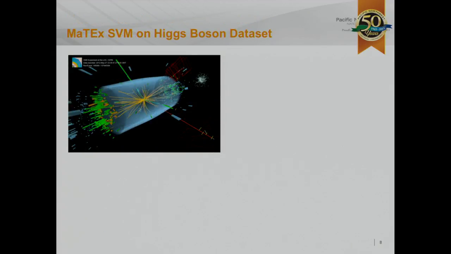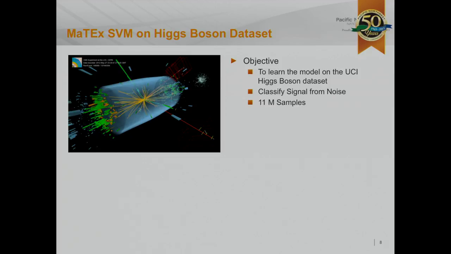Alright, so let's get back to the use case. This is the picture that was released by CERN in 2012 when they found the God particle. What we wanted to see was how well variance scales on one particular data set. We wanted to learn the model on the UCI Higgs data. CERN doesn't really release its data set, so the University of California released a data set that mimics this sort of data. It has 11 billion samples.